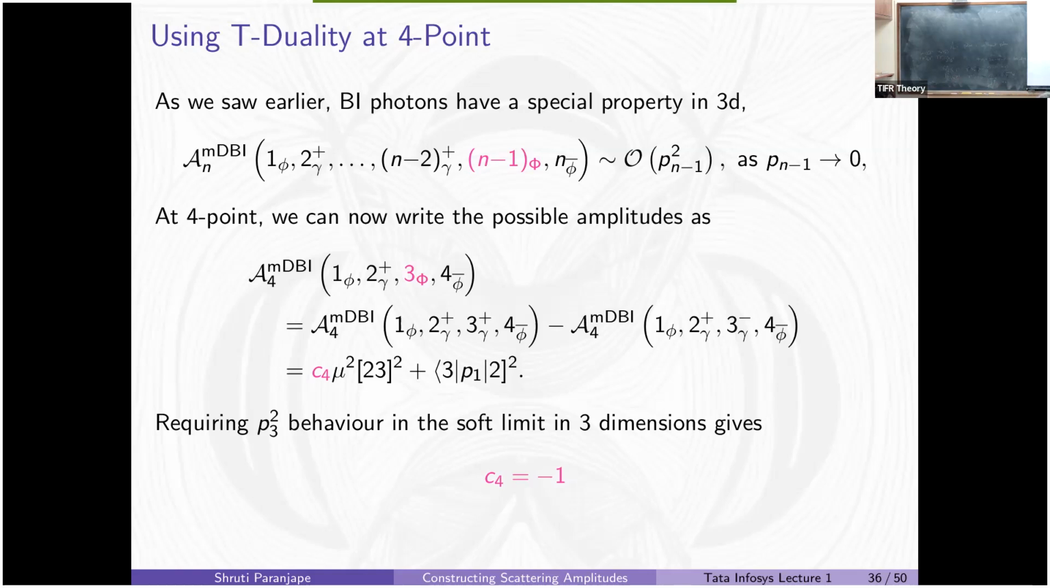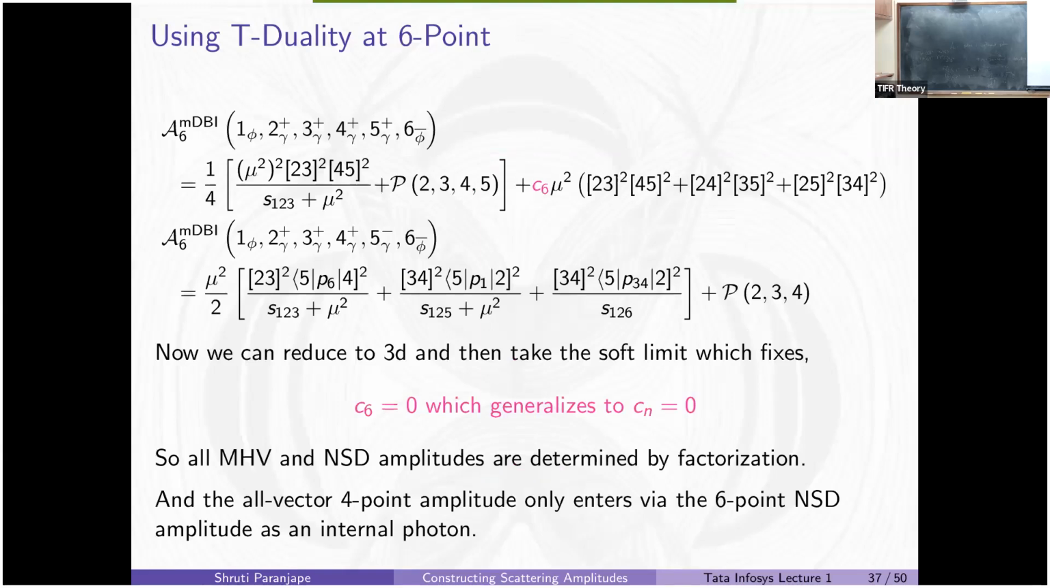Okay, fine. Perfect. So now I just say that this amplitude has to behave as P3 squared when I take P3 to 0, because 3 is now the special thing. And so then that says C4 equals minus. That's the only combination. So I can do this again at 6 point, I can keep doing this.